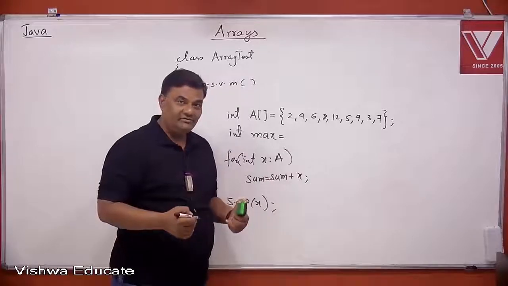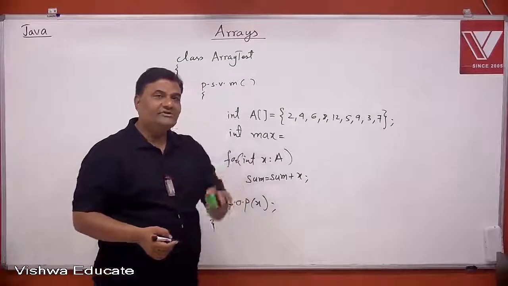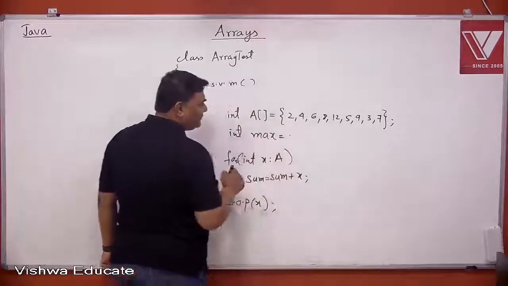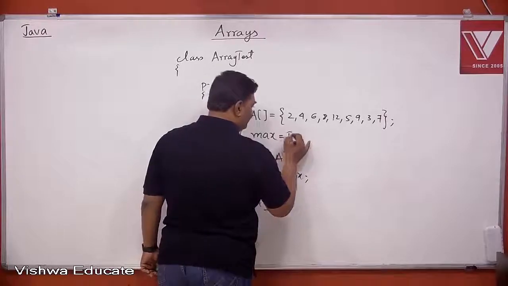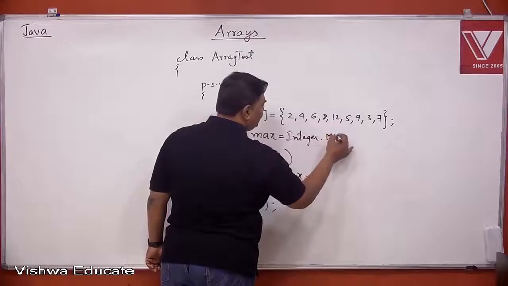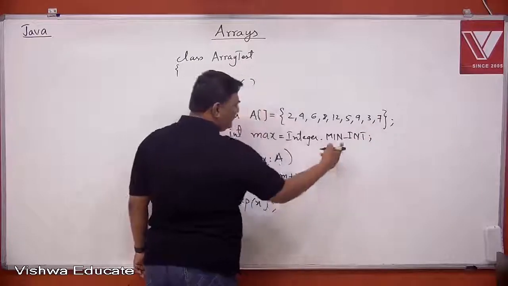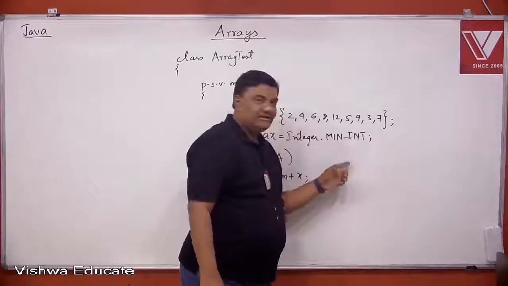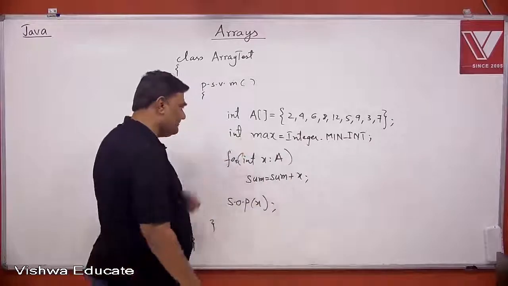Shall I take 0? Anything above that is maximum, so 0 would be the minimum. But the numbers can be negative also, so I should take some negative number. Which number? The minimum number. One option is Integer.MIN_VALUE. I'll explain about this afterwards. Integer is a class available in Java, then you can say MIN_VALUE, so you get the minimum integer value.